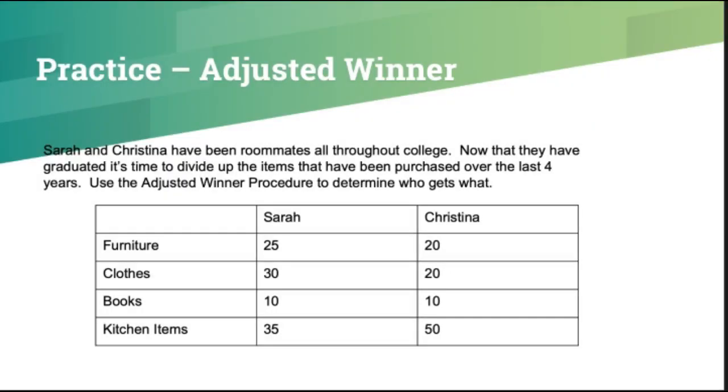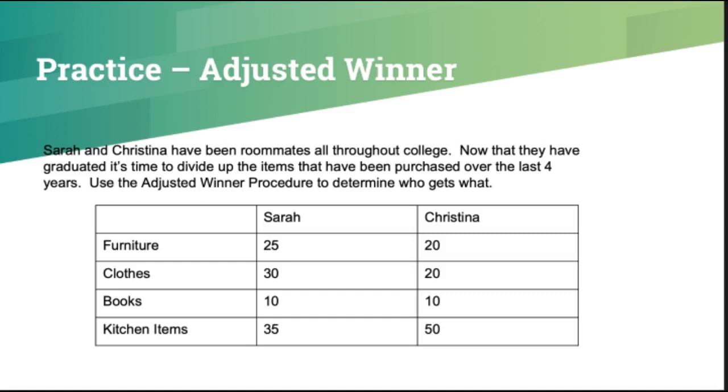Here's your first practice problem. Sarah and Christina have been roommates all throughout college. Now that they have graduated, it's time to divide up the items that have been purchased over the last 4 years. Use the adjusted winner procedure to determine who gets what. So Sarah and Christina have both put values on what they think the furniture, clothes, books, and kitchen items are worth.